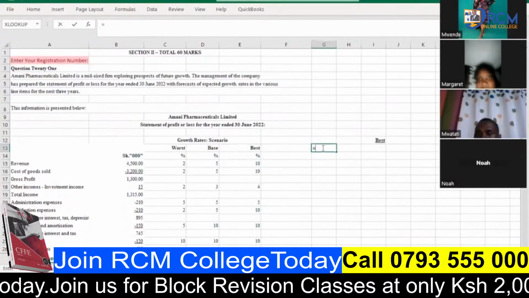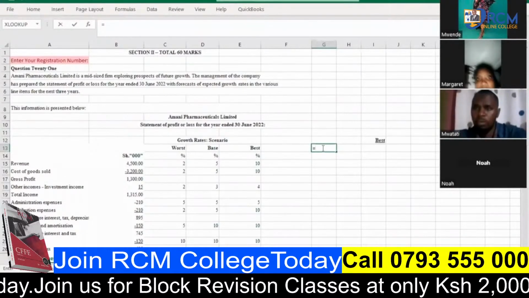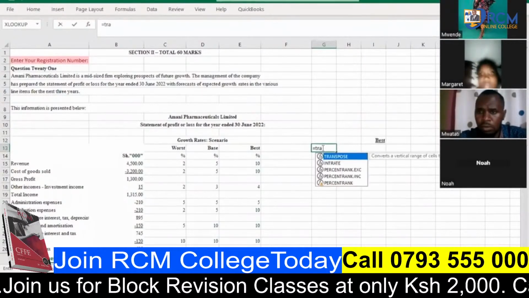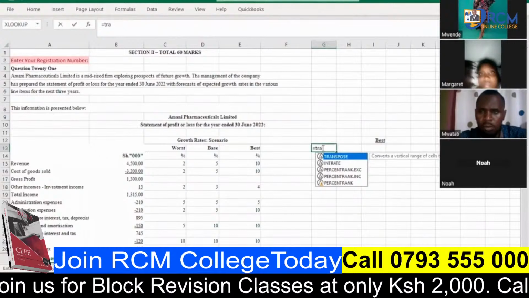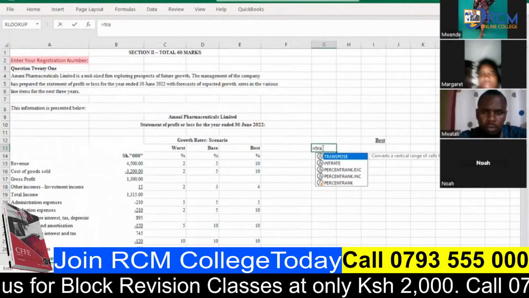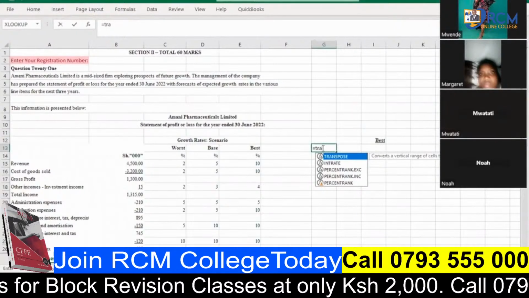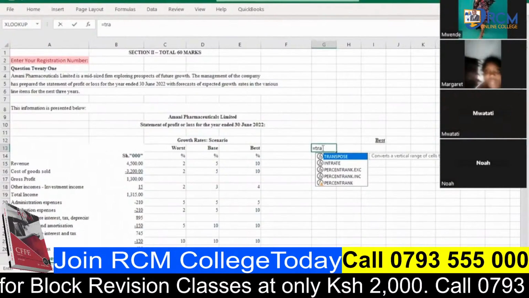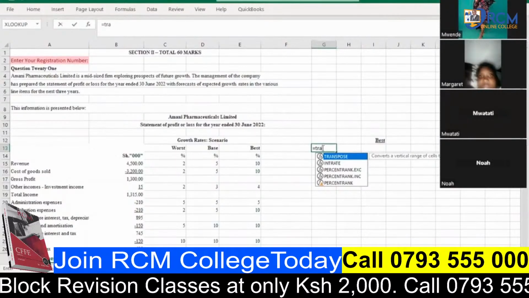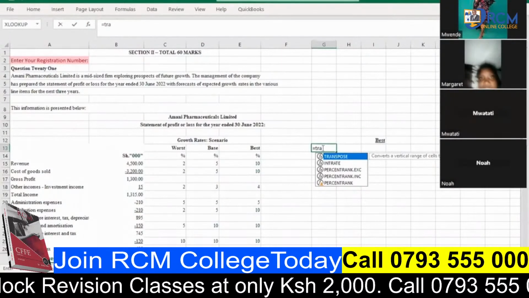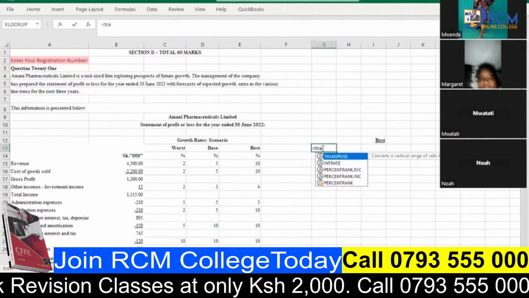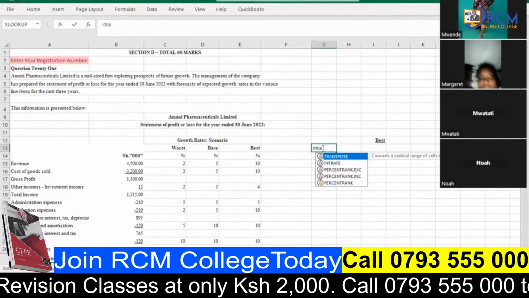Then let's get to transpose. The new version of Excel has got transpose. So let's see. So what does it say? Converts a vertical range of cells to a horizontal range or vice versa. So that one qualifies to be an array function.